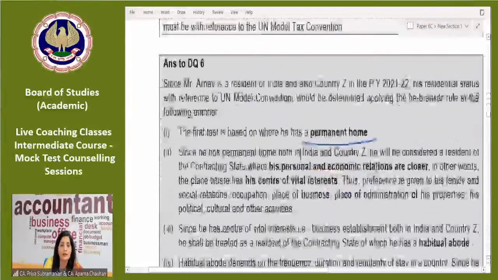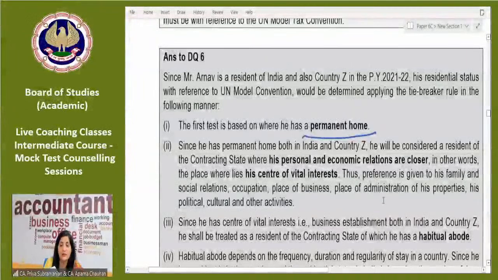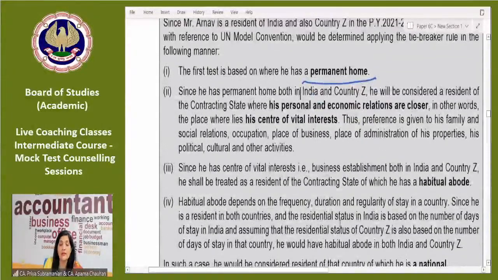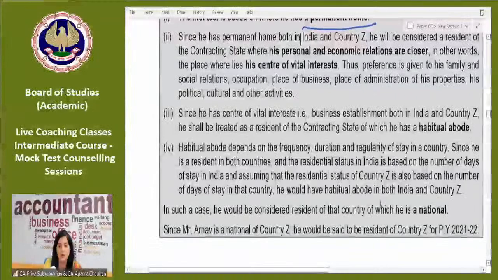Then we have to move to test 3. What is this? Habitual abode. For habitual abode, how much time he is staying in which country, what is the frequency of visiting that country, what is the stay period. He is regularly visiting India, and he is regularly going to country Z also. So the habitual abode condition test is also satisfied for both the countries.